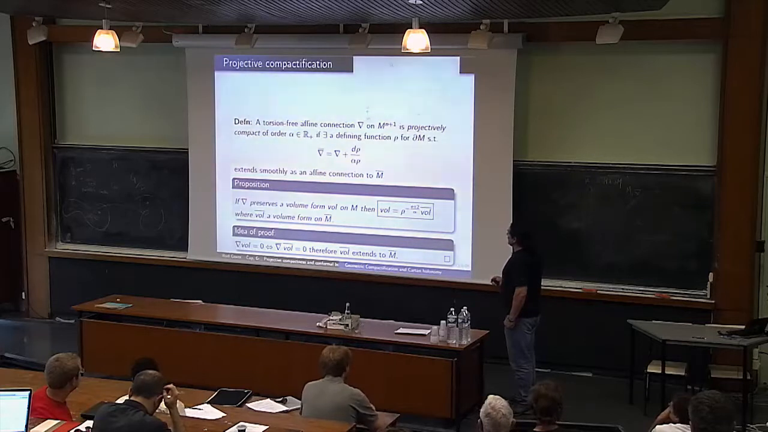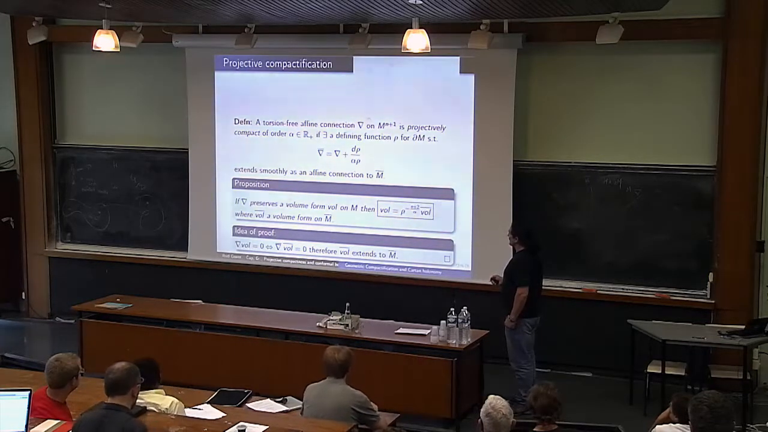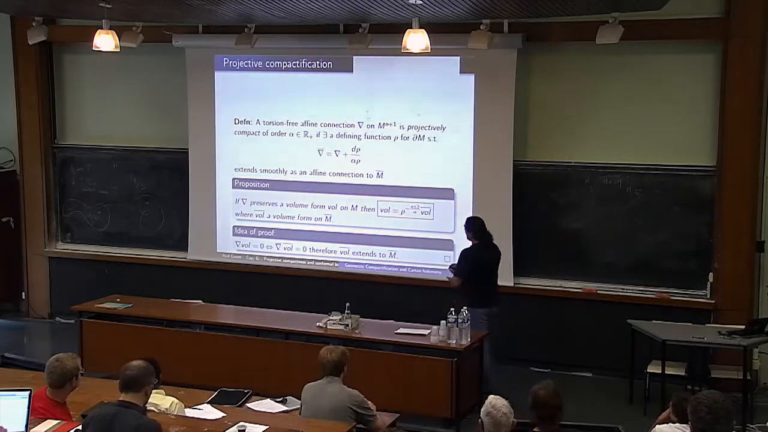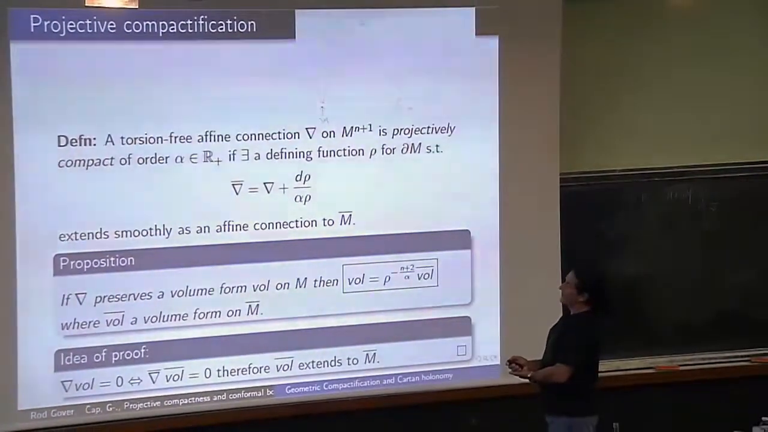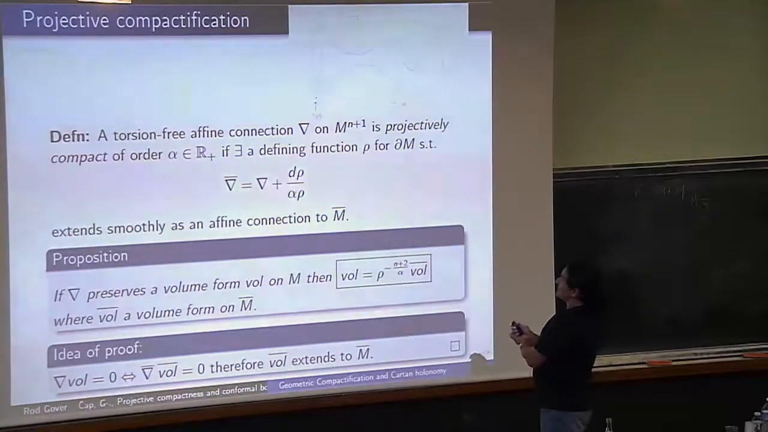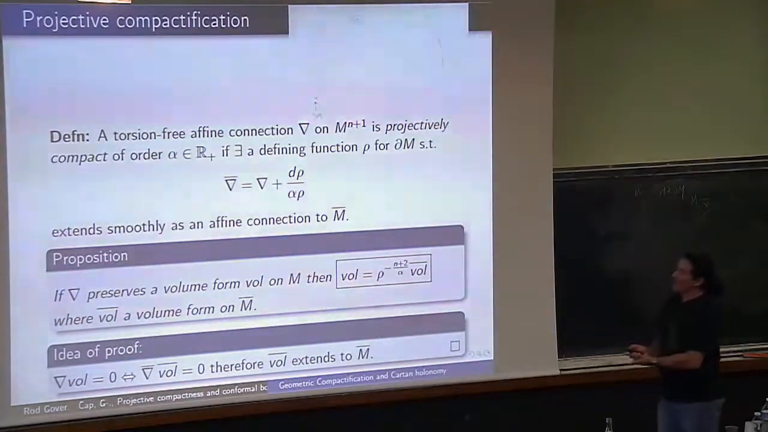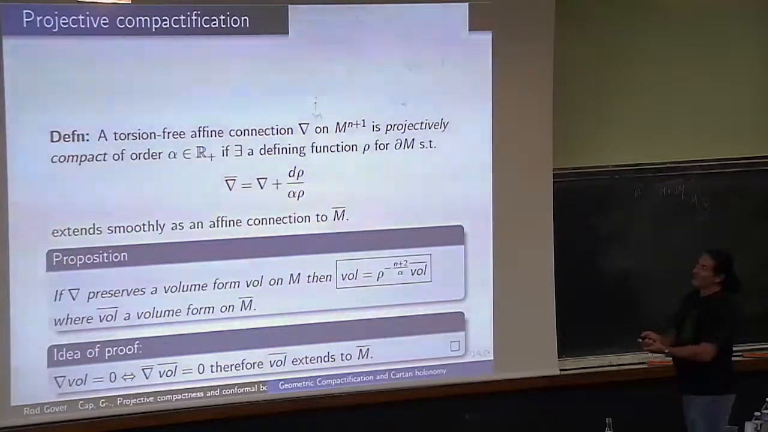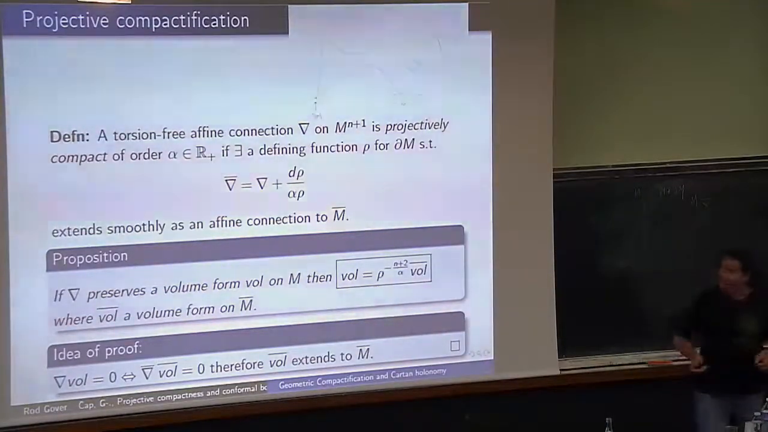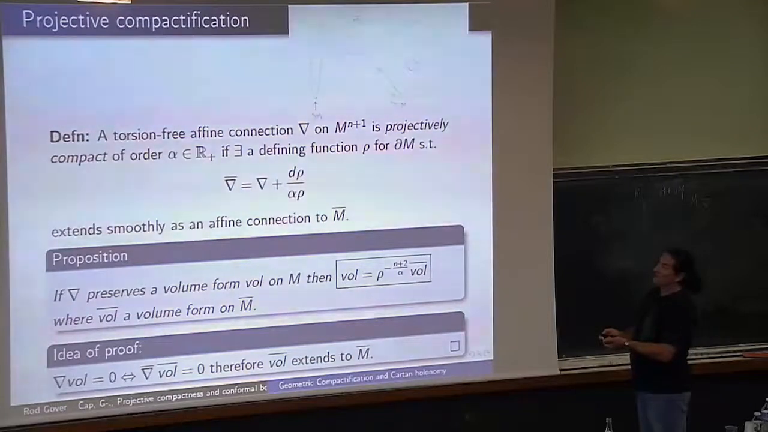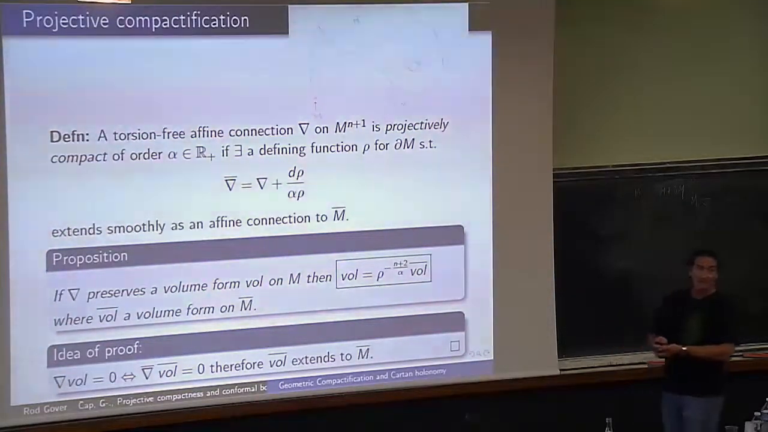So it turns out that it's natural to bring in a real parameter, some positive number alpha. Then what we ask is that we say that this connection is projectively compact if there's another affine connection which extends to the boundary, a connection on the whole manifold, which is related to the original one projectively, remember that shorthand, where the one form epsilon is given in this way, d rho over alpha rho, where rho is a defining density, a defining function for the boundary. Okay, so this connection goes to the boundary, so obviously this connection doesn't, because it's related by this one form that blows up. And in the interior where they're both defined, these things are projectively related.